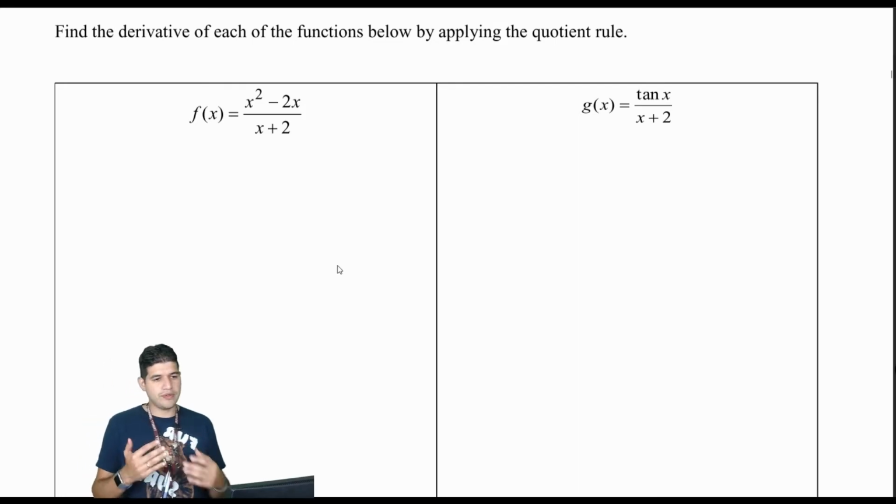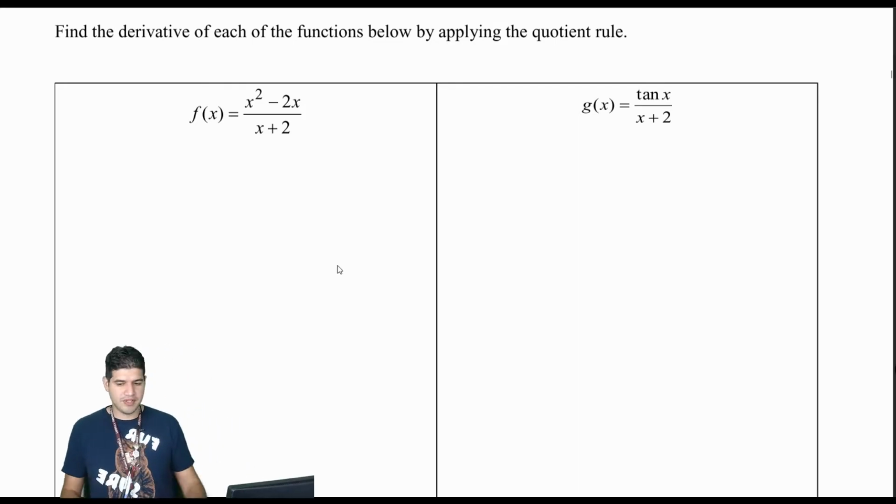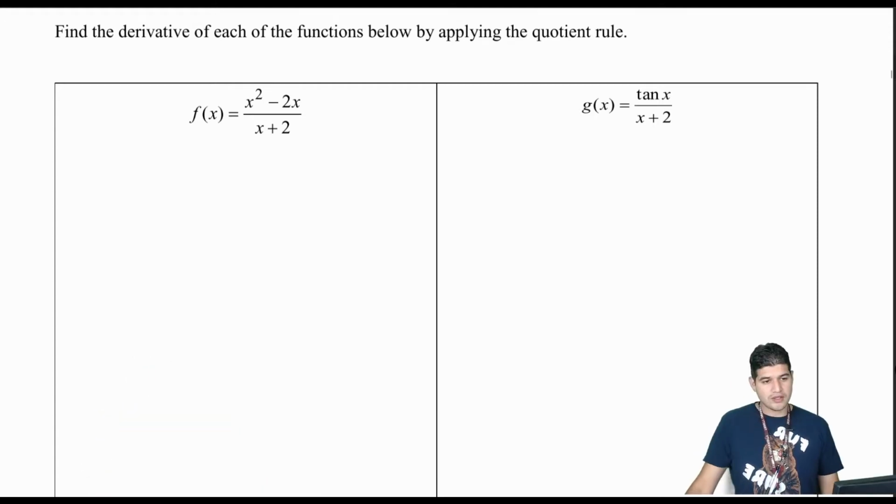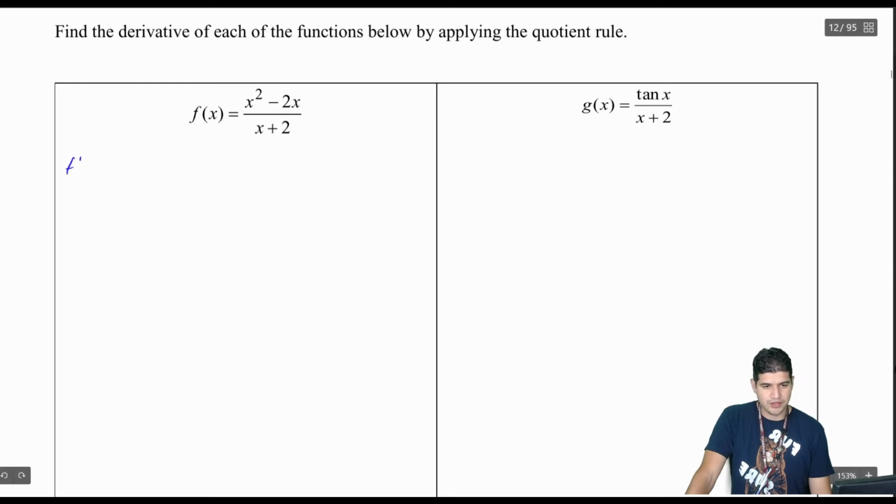All right, so as we're going through these problems, we want to find the derivative using the quotient rule. Let's get started into this problem, and I'm just going to go straight into it. So f prime of x, that derivative is going to be low, so x plus 2, d high, so the derivative would be 2x minus 2, minus high, so x squared minus 2x, d low, so times 1. Square the denominator, so x plus 2 squared, and let's keep going.